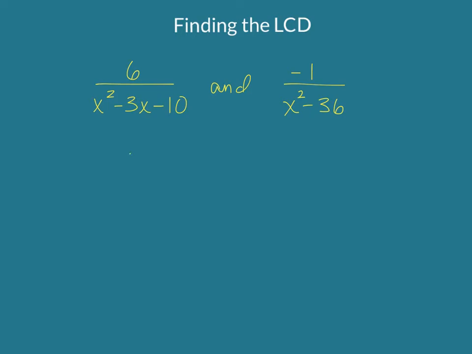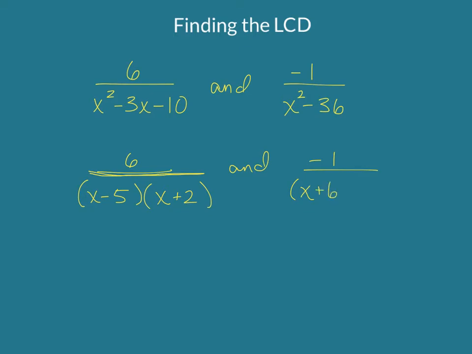So rewriting this first fraction, the numerator doesn't matter, but our denominator is a quadratic trinomial, and a is 1, so we need two numbers that multiply to -10 and add to -3. So this will factor as x minus 5 and x plus 2. And then our second one, the denominator here is a difference of squares. X squared minus 36 will factor into x plus 6 and x minus 6.